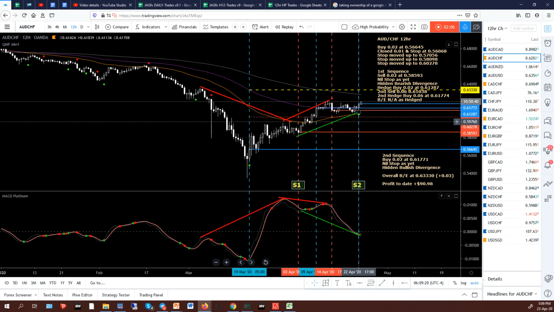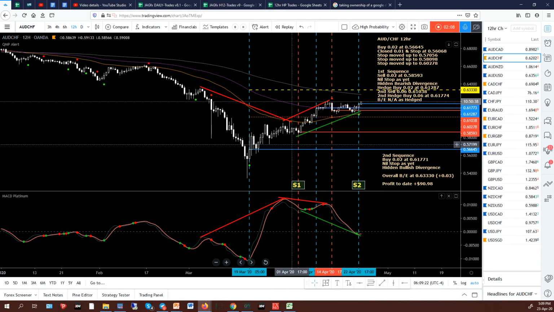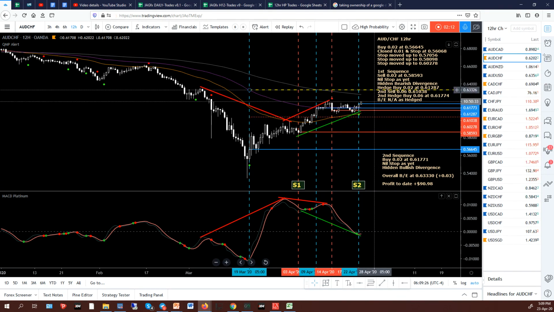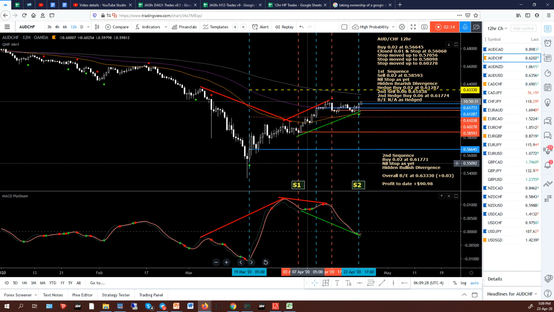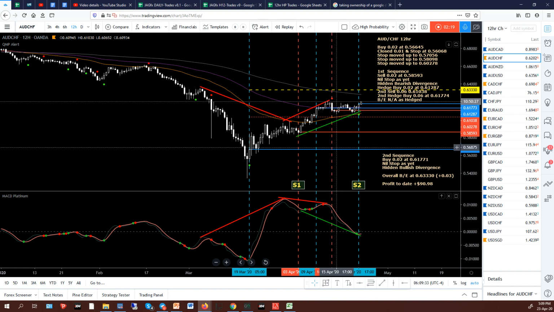All right, today we had a new buy signal here based on the old hidden bullish divergence. It's a second hedge buy on the first sequence, which started here. So we've got a sell, hedge buy, second sell, second hedge buy. So that's the sequence that starts here. We took a second hedge buy there, which gives me an overall break even on this sequence, not applicable because it's hedged.